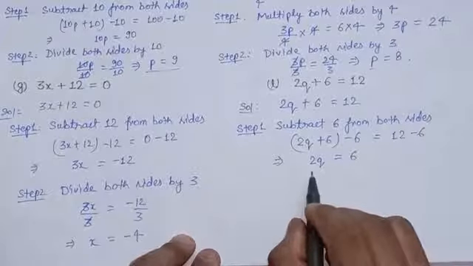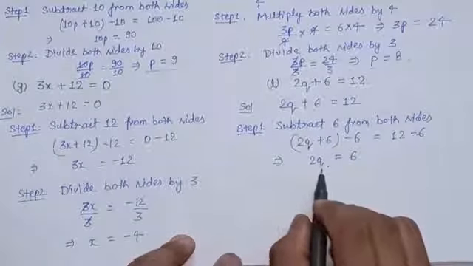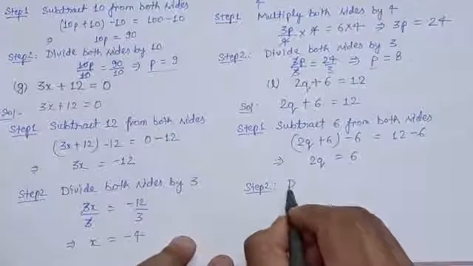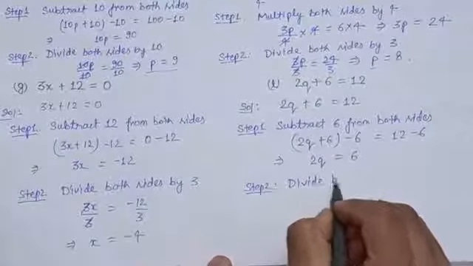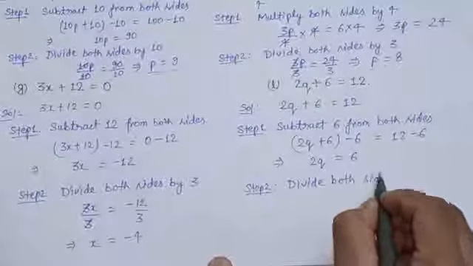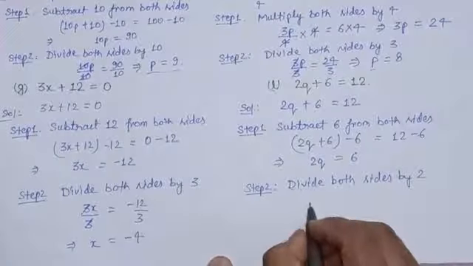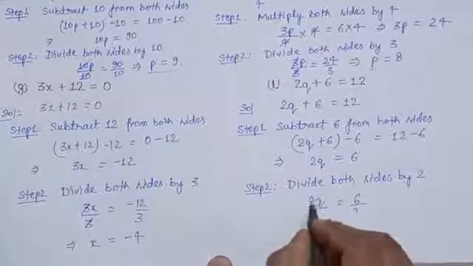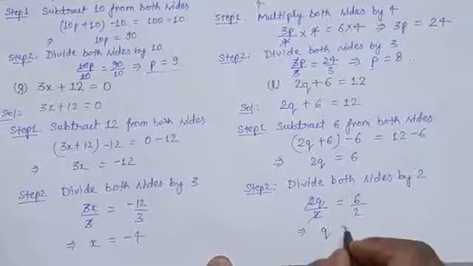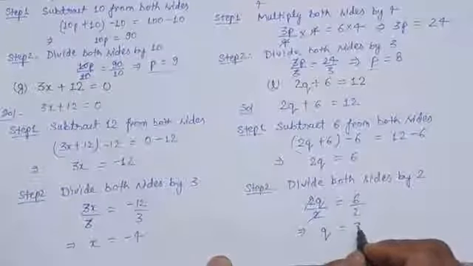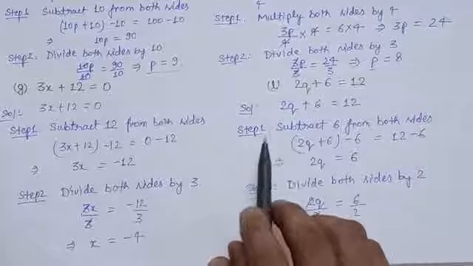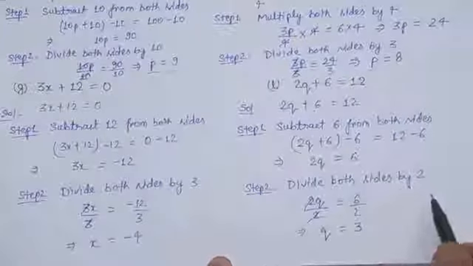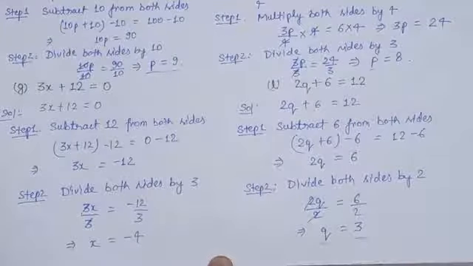But again you can see that on the left hand side we have 2q instead of q. So what is our step 2? In step 2 we have to divide both sides by 2. So what do we get? 2q divided by 2 is equal to 6 divided by 2. So here 2 and 2 are cancelled out. So what do we have? Only q, and on the right hand side 6 divided by 2. So we get 3. So the steps that we have followed are: first step, subtract 6 from both sides, and step 2 is divide both sides by 2. And we have the solution q is equal to 3.